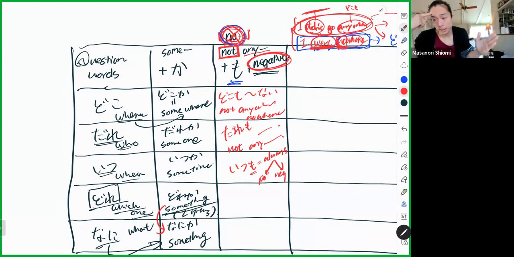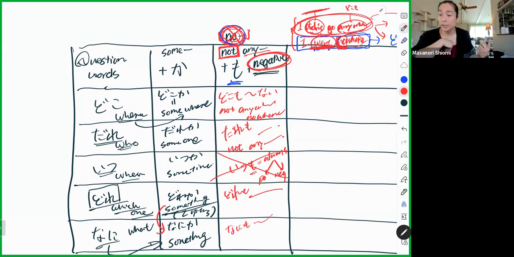いつも勉強します. I always study. いつも勉強しません. I always don't study. Right? So this is a little bit special. You don't need to worry about this. どれも, not anything. I didn't choose any of those two options. 何も, not anything. I didn't do anything today. 何もしませんでした. Right?